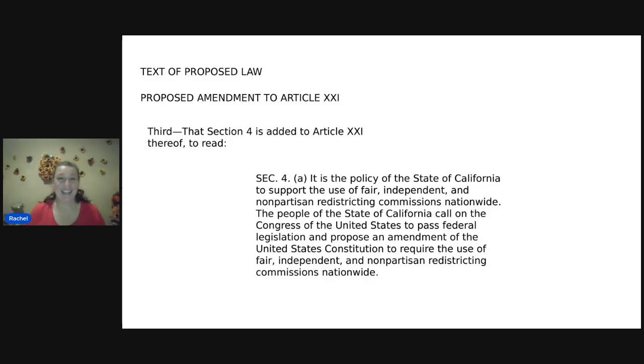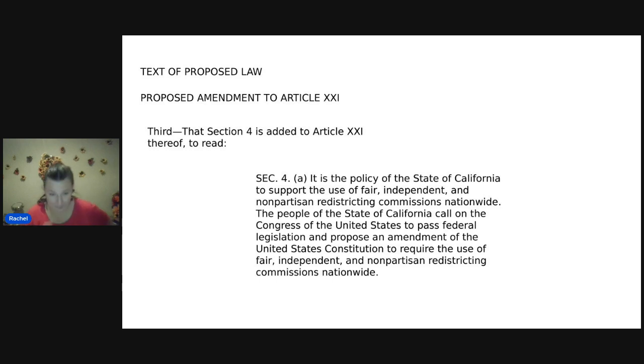Third, that Section 4 is added to Article 21 thereof to read. Section 4A. It is the policy of the state of California to support the use of fair, independent, and nonpartisan redistricting commissions nationwide. The people of the state of California call on the Congress of the United States to pass federal legislation and propose an amendment of the United States Constitution to require the use of fair, independent, and nonpartisan redistricting commissions nationwide.